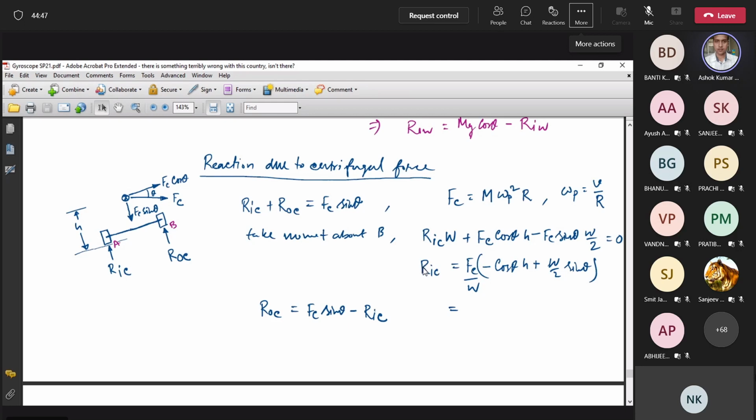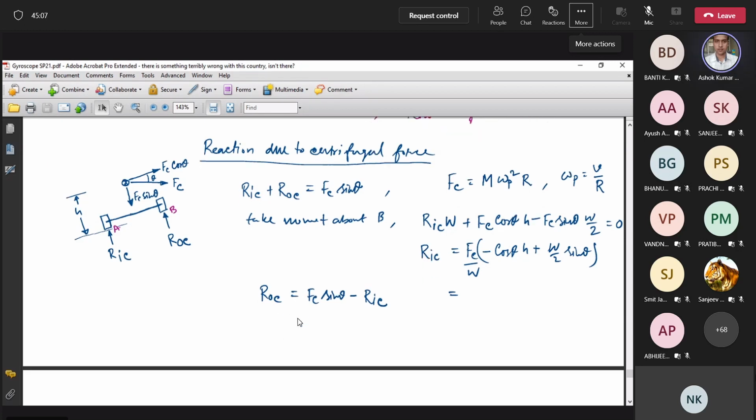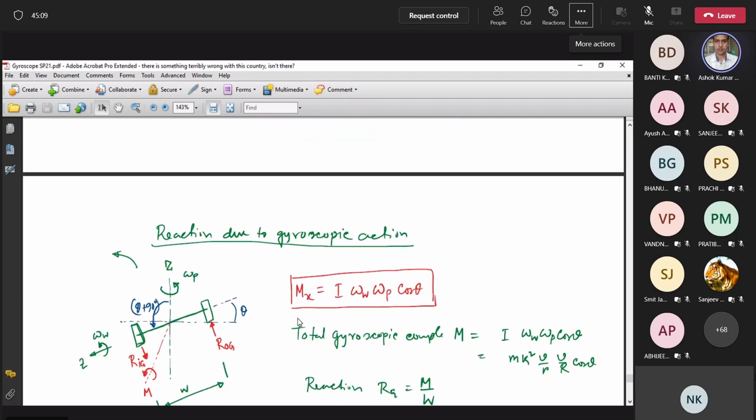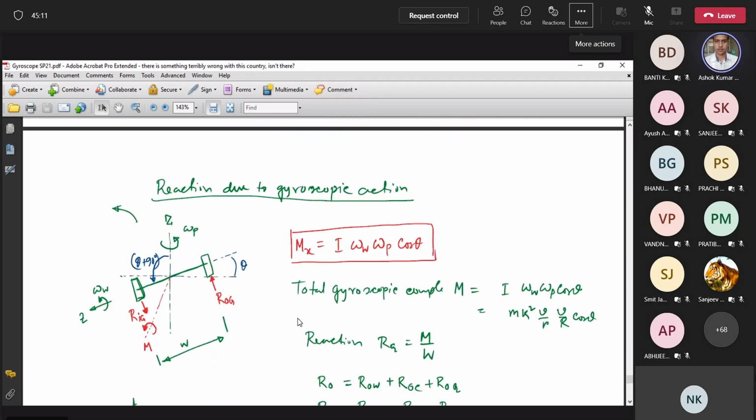Now, once we have this, we will use this equation to get the reaction on the other wheel, the ROC. This way, we got the expressions for the reaction in the inner wheel and the reaction in the outer wheel due to centrifugal force. What is left is the reaction due to gyroscopic action.